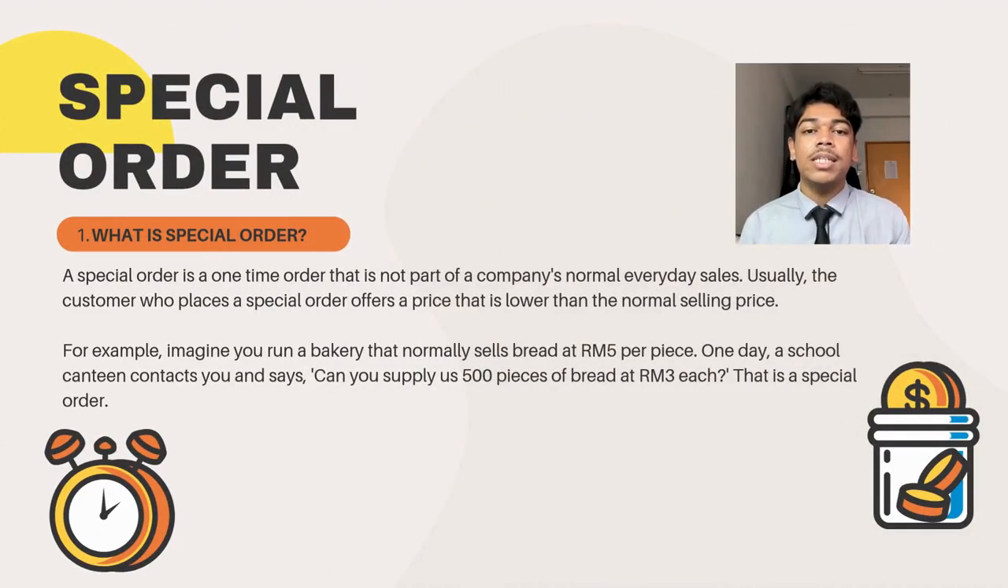A special order is a one-time order that is not part of a company's normal everyday sales. Usually, the customer who places a special order offers a price that is lower than the normal selling price. For example, imagine you run a bakery that normally sells bread at 5 ringgit per piece. One day, a school canteen contacts you and says, "Can you supply us 500 pieces of bread at 3 ringgit each?" That is a special order. Now, the big question is, should you accept it or reject it?